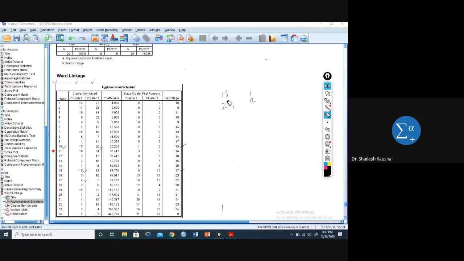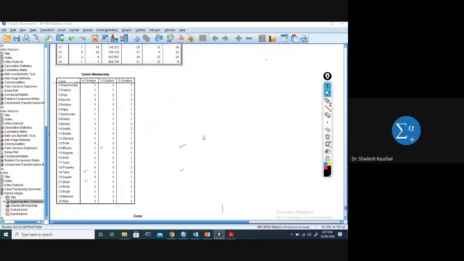Now the next table is related to cluster membership. I gave the option 2 to 3. What does it mean?